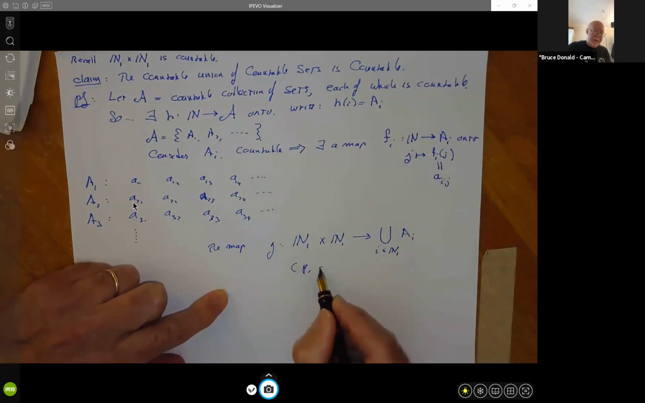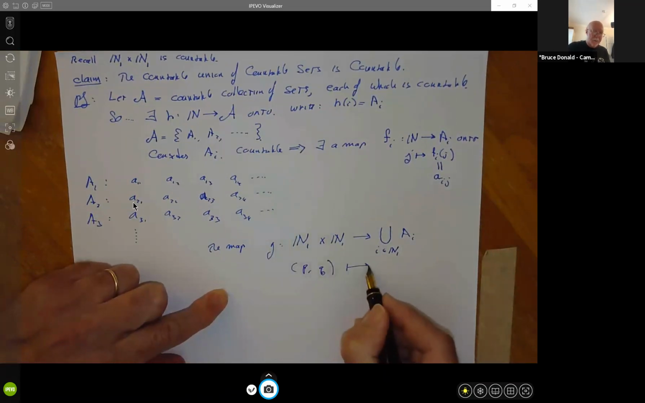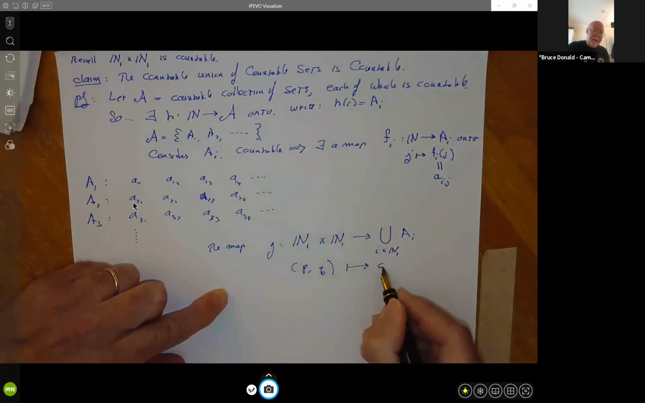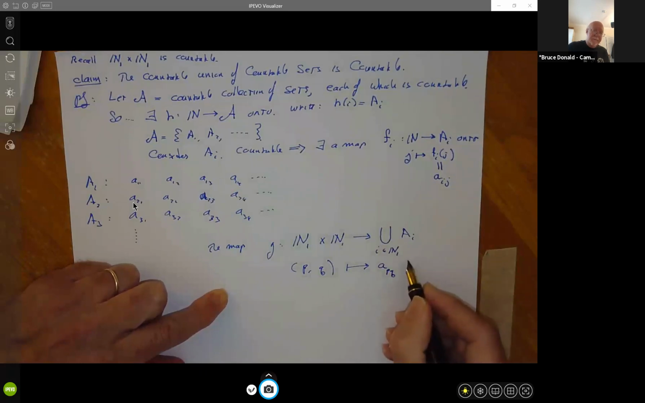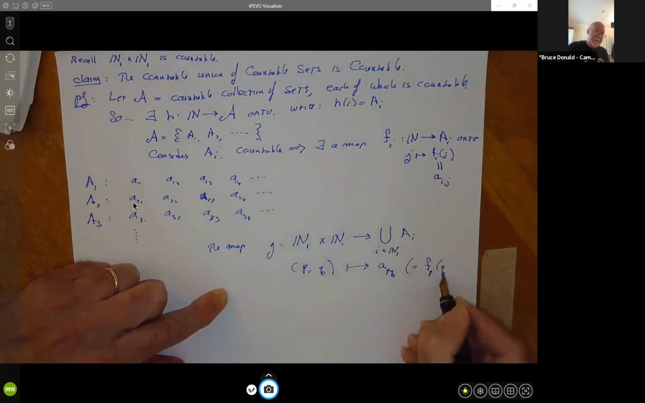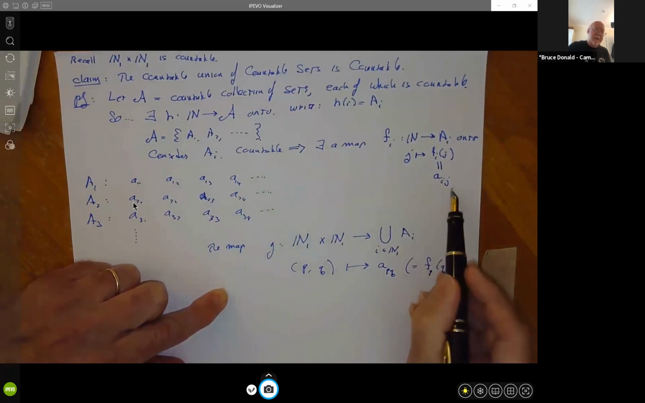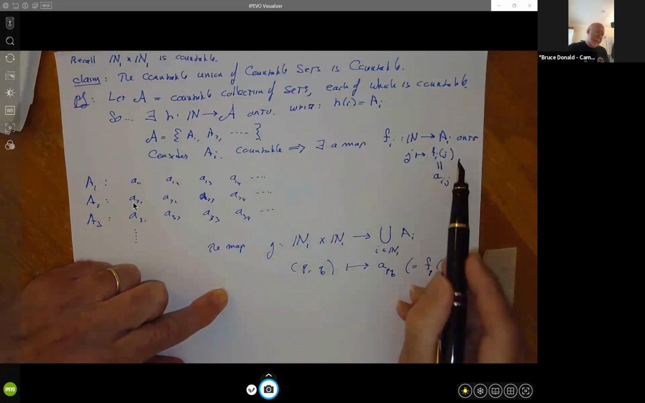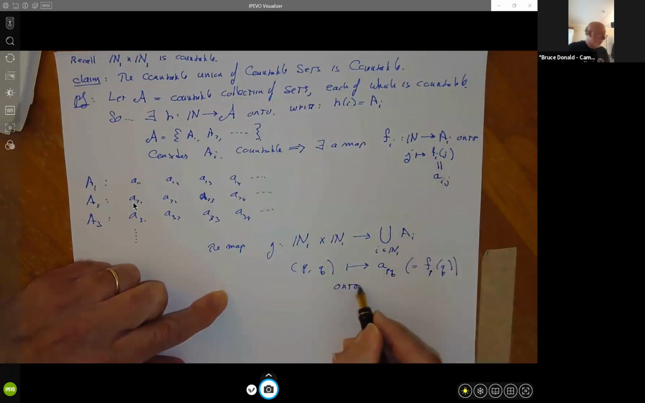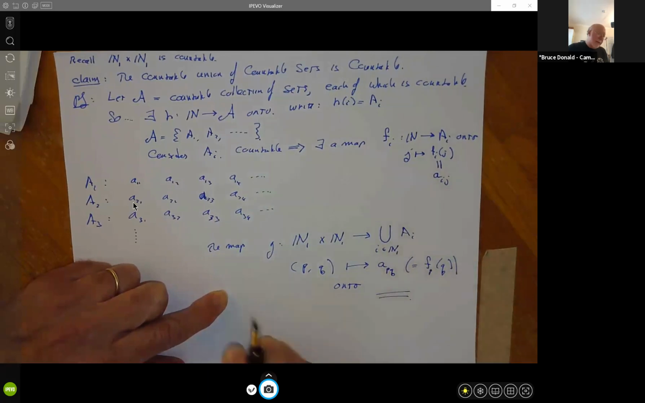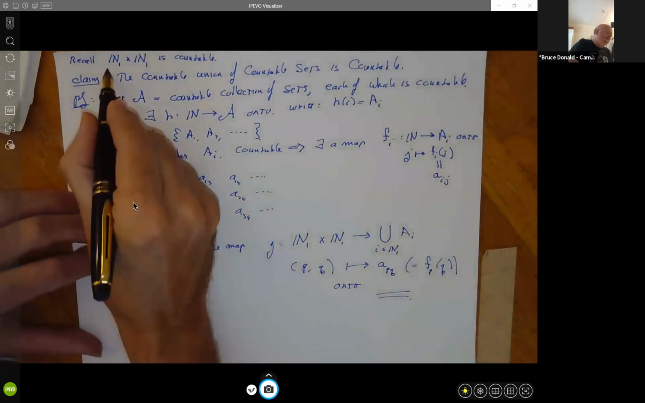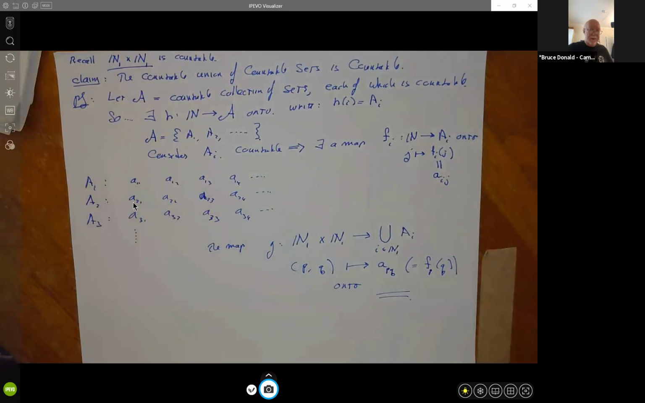We're going to send (p, q), which is a pair in N squared, to simply the element a sub pq. And of course, we can write this out in functional notation and say that's just equal to f_p of q, because a sub ij is defined as f_i of j. And this is onto, and so we're done. Again, we have to use the fact that N cross N is countable to do this, from which everything follows. So the countable union of countable sets is countable.